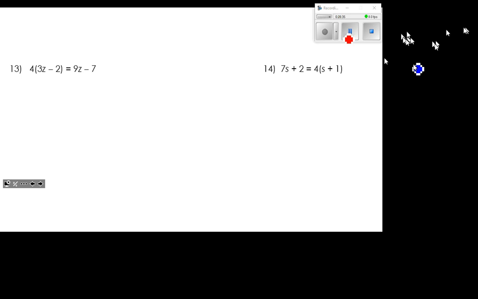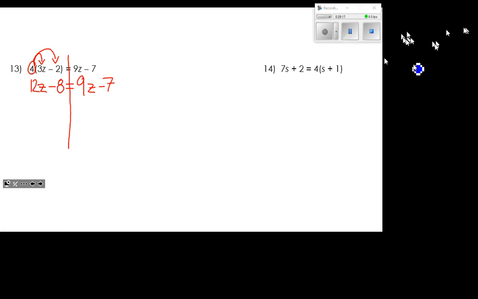Question number 13, I see parentheses, so I know I'm going to have to distribute. I'm going to circle what I am distributing, and I know distributive property means I have to multiply to everything inside the parentheses. So I'm going to do 4 times 3z, which is 12z, and 4 times negative 2, which is negative 8. And I can bring down 9z minus 7.